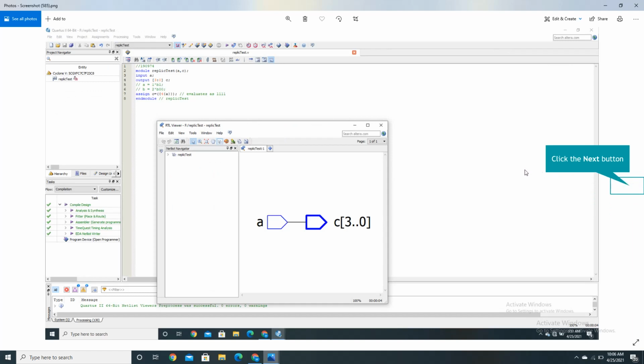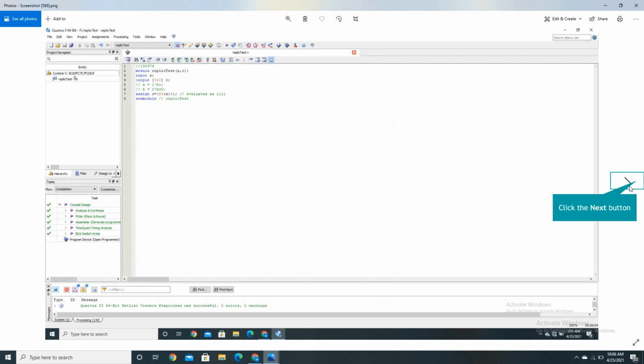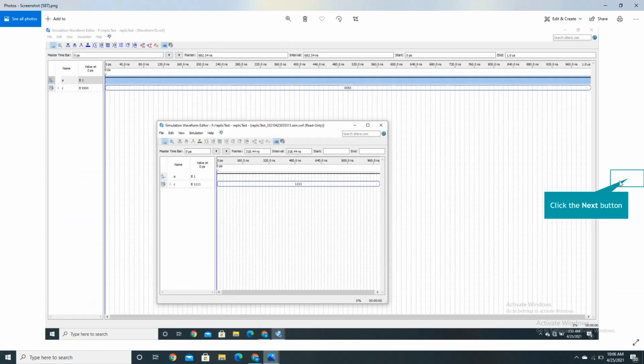Then the next one is the replicate function. The replicate function will be: if A is 4 times, C is 4 times A. So this would be the circuit, and for this circuit I have simply given the inputs, and this resulted would be the output.